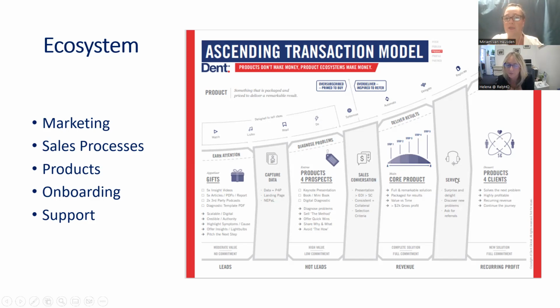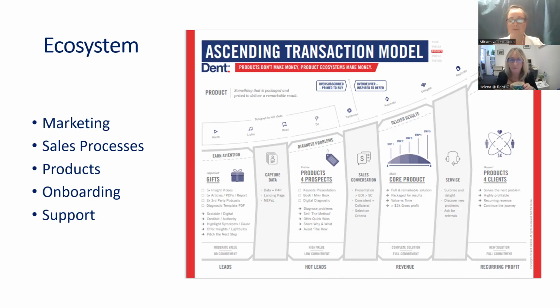And then we want to continue servicing our clients. What products are we doing for those clients? Is it ongoing maintenance or services? This is where the software comes in. My particular software, Maralytics, is an ongoing subscription, which means it's a product that keeps them going and going. So that's where it's a recurring profit. You can see down the bottom of this model, a gift is to get leads, a product for prospects is for hot leads, core products are revenue, and products for clients are recurring profit.